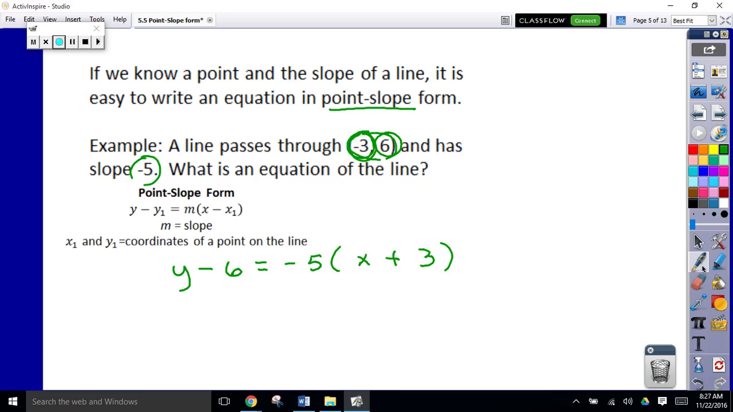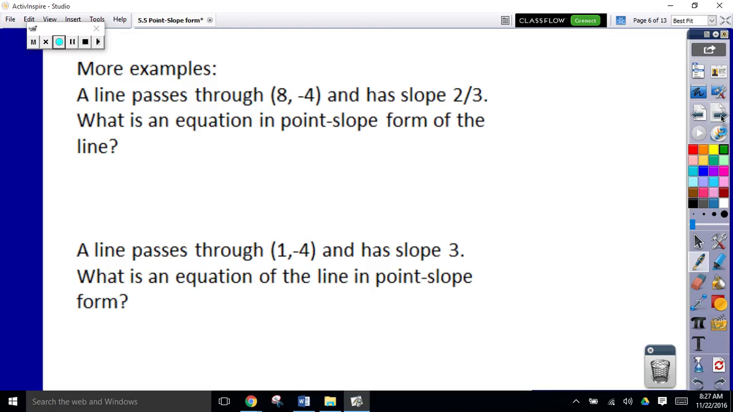Okay, let's do another example together. A line passes through the point 8, -4 and has slope 2/3. What is an equation in point-slope form of the line? I'm going to write out my general equation. Any volunteers to fill that in for me? Athena, go ahead.